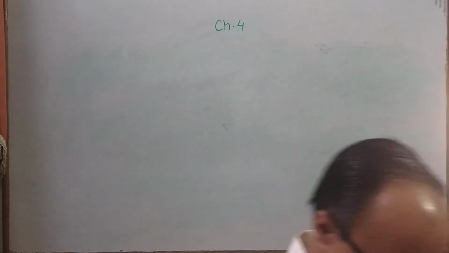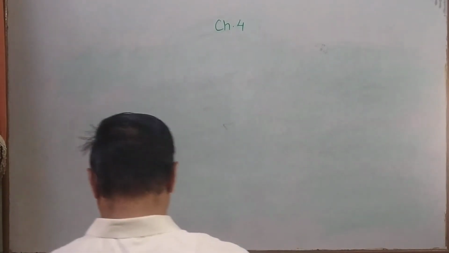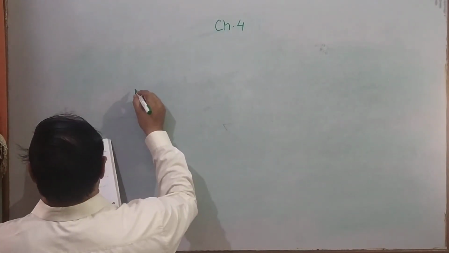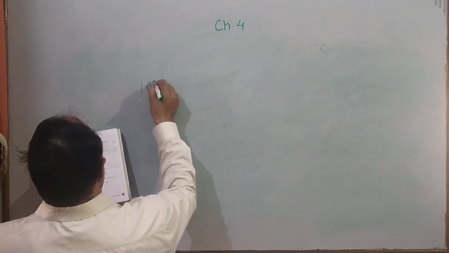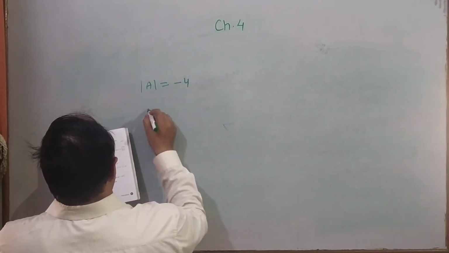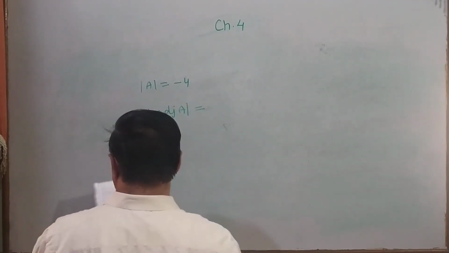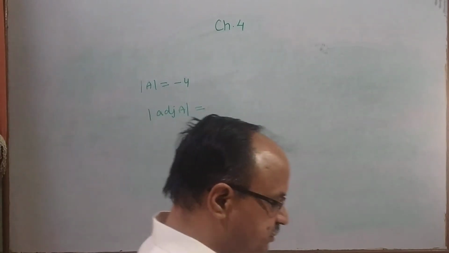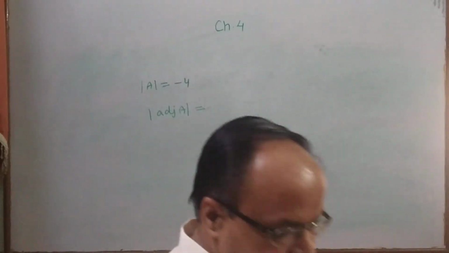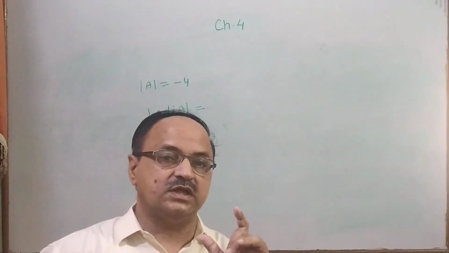Now we solve one more question. If determinant of A is equal to minus 4, find the determinant of adjoint of A. And A is a non-singular matrix of order 3.